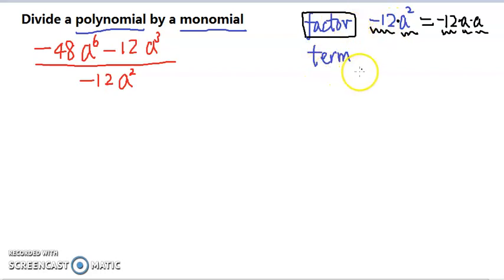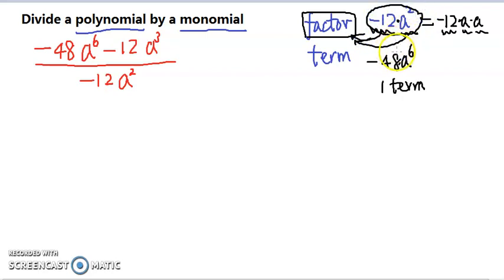But when we talk about term, for example, we look at the top here, we have negative 48a to the 6. As you can see, we have multiplication, but the whole thing we will call a term. So there's only one term here. Similarly, negative 12 is a factor, and a squared is a factor, but negative 12a squared together will be called a term.